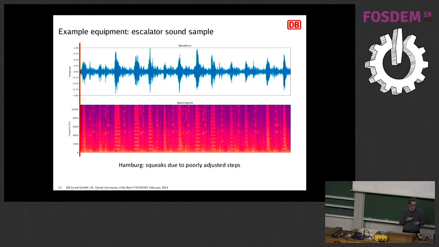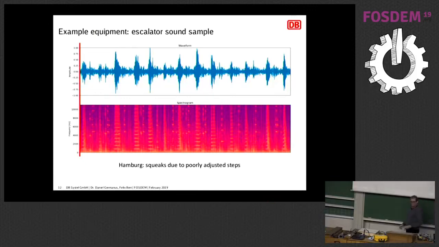And basically, as we've seen in the previous talk, convolutional neural networks are very good at detecting patterns in pictures, and we are using such spectrograms as input data to our detection schemes, and Felix is about to present these detection schemes to you.